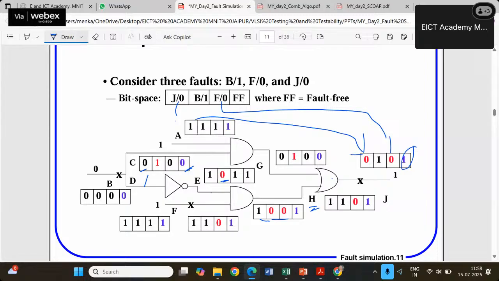You can see that at a time two faults have been detected, while in the previous case, the serial fault simulation technique, only one fault at a time was detected. Let us consider memory. If there are three faults, then 3 into 2 into the number of branches, let's say k is the number of branches, this much memory was required. In this particular case, there are three faults and one fault-free. So total space is 4 into the number of branches k, so 4 times k.